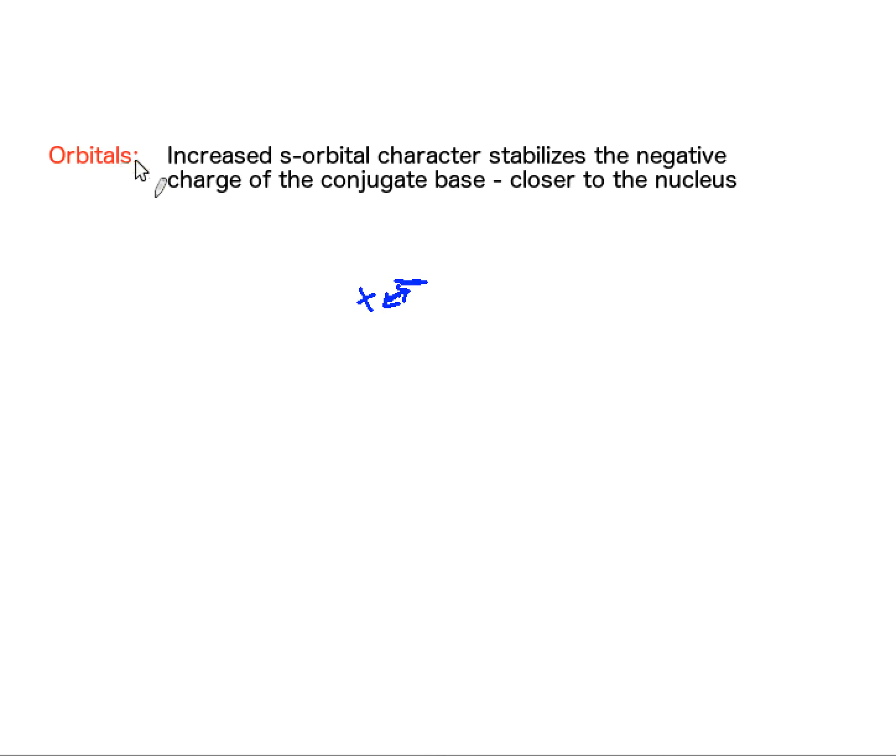So when we think about the different orbitals, we're really thinking about the hybridization of the molecule. Are we s? Are we sp? Are we sp2? Are we sp3? And if we want the negative charge of our conjugate base to be closer to the nucleus, then really we want our hybrid orbital to have the most s character possible.